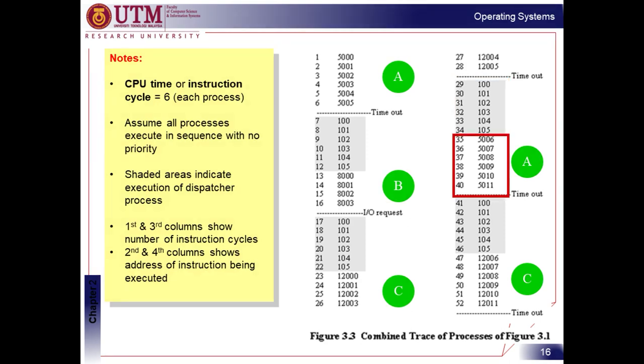Later, the processor starts running process A again at 5006 and goes to 5011. Then it gets another timeout after 6 cycles. The dispatcher takes over the CPU again to figure out which process needs to run. As usual, the dispatcher took 6 CPU cycles to execute. In memory, only process C is left, so process C is executed until timeout, which is 6 cycles. On the next slide, we will use a Gantt chart to visualize this example for better understanding.